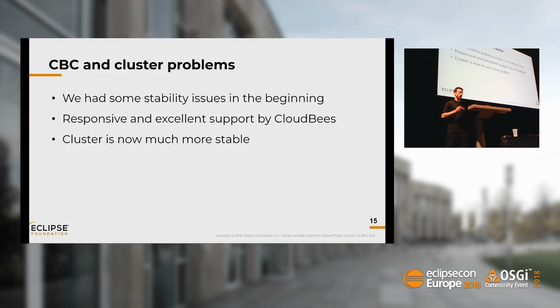In the beginning, we did have some stability issues with the cluster and also with CloudBees Core. This was, to a certain degree, also related to the fact that we are quite new to the Kubernetes environment and we have to learn on the go every day what problems there are and how to fix them. But we were really glad to have excellent support by CloudBees and really fast feedback that helped us to solve most of the issues. And as of now, the cluster is much more stable, and also the CloudBees Jenkins Enterprise or CloudBees Core software is much more stable.